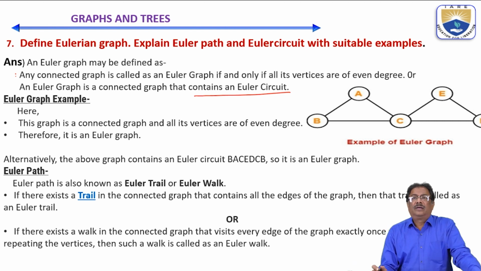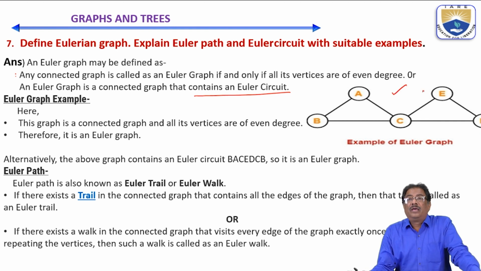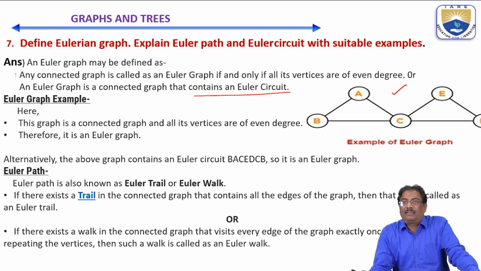Let us consider one example. I am going to take this example, and in this example we have to find out whether it is a Euler's graph or not. So first of all, we are going to find whether it is containing a Euler's circuit or not. A circuit is nothing but a closed walk.